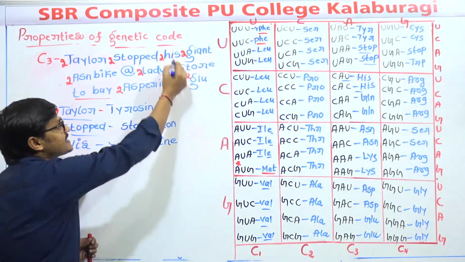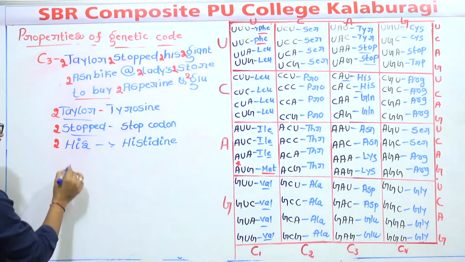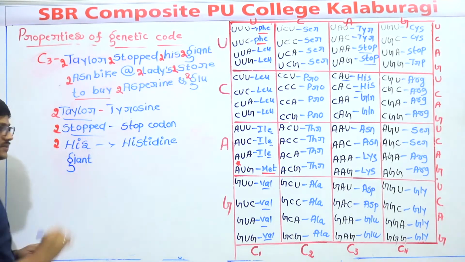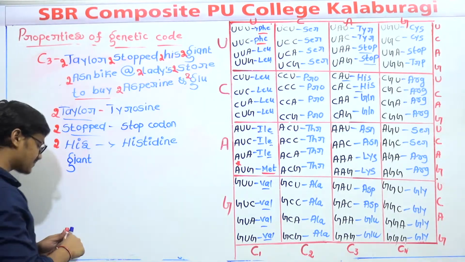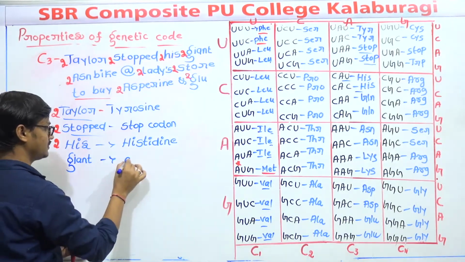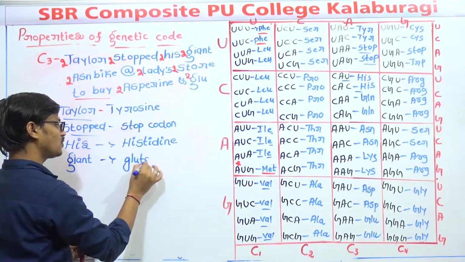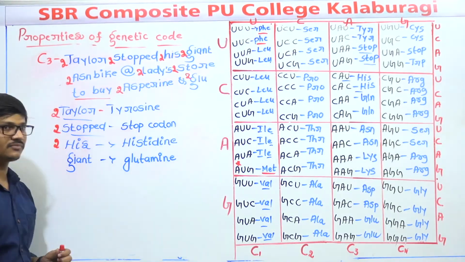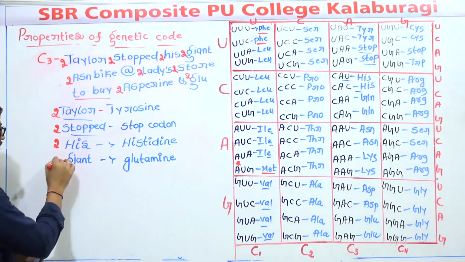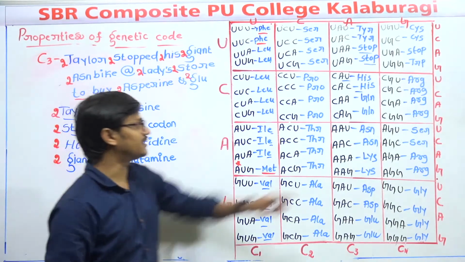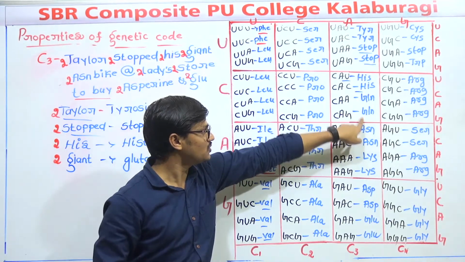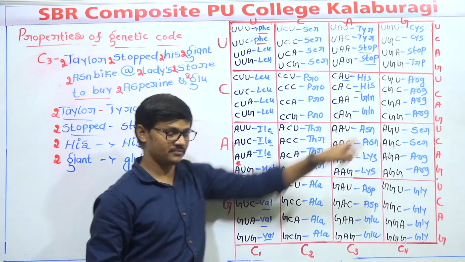So after histidine, next it is giant. Here giant stands for glutamine. It stands for glutamine, right? So here I'm writing 2. Why? See, GLN means glutamine. So there are 2 codons for glutamine.